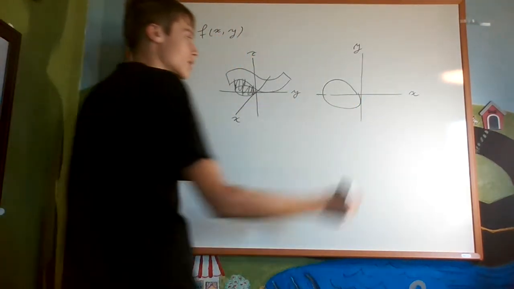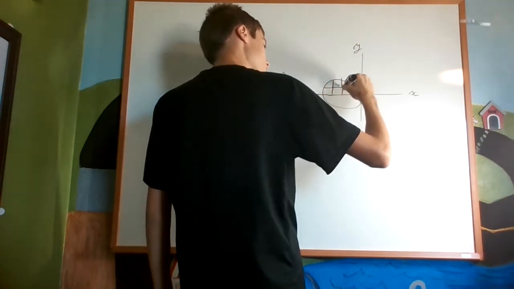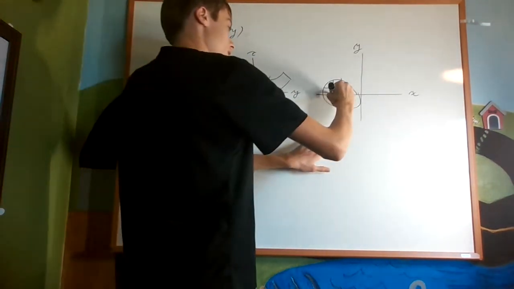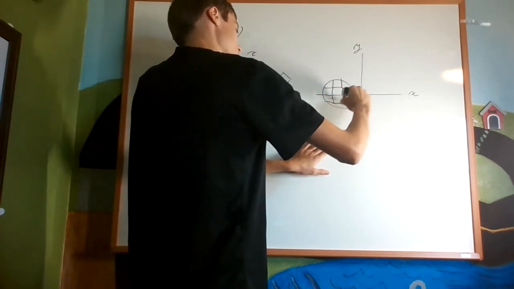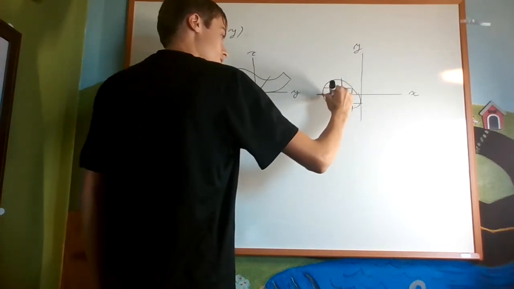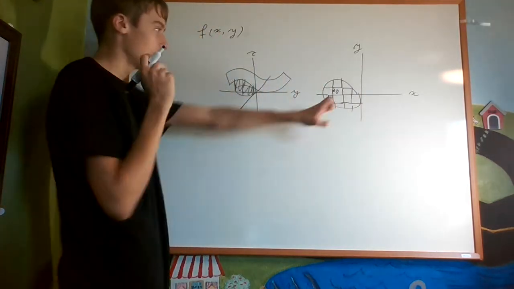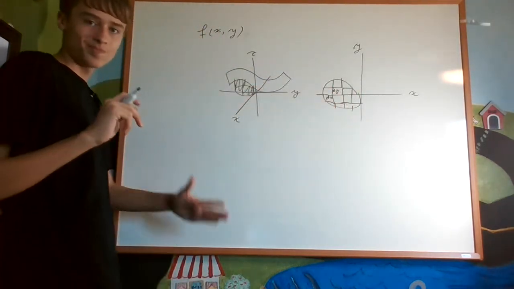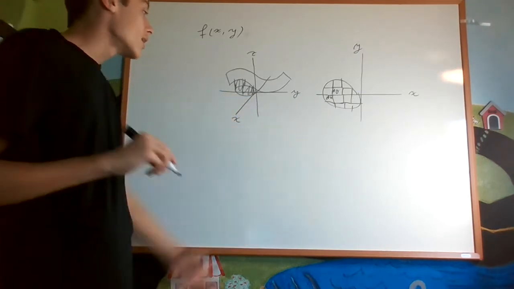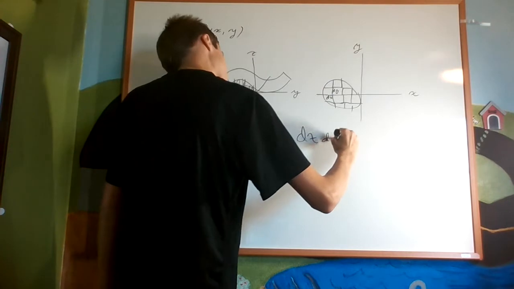Okay? Now what I'm going to do is I'm going to divide it into tiny little boxes. Right? I'm only going to do it like that. Now these boxes are going to be dx, right? A little change in x by a little change in y, right? They're going to be dx by dy. So the area of that little box is going to be dx times dy, right?